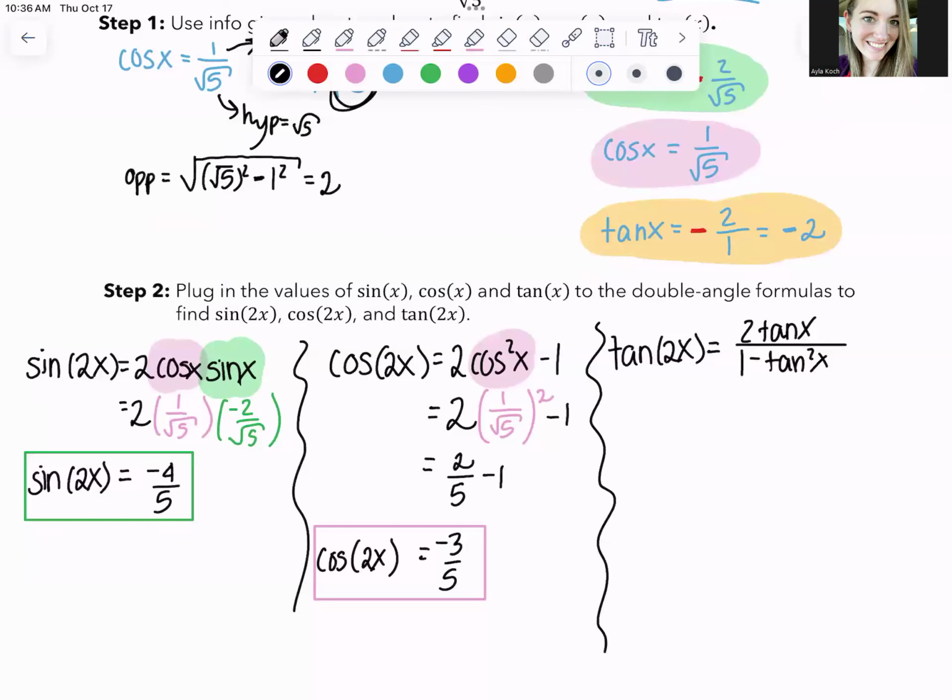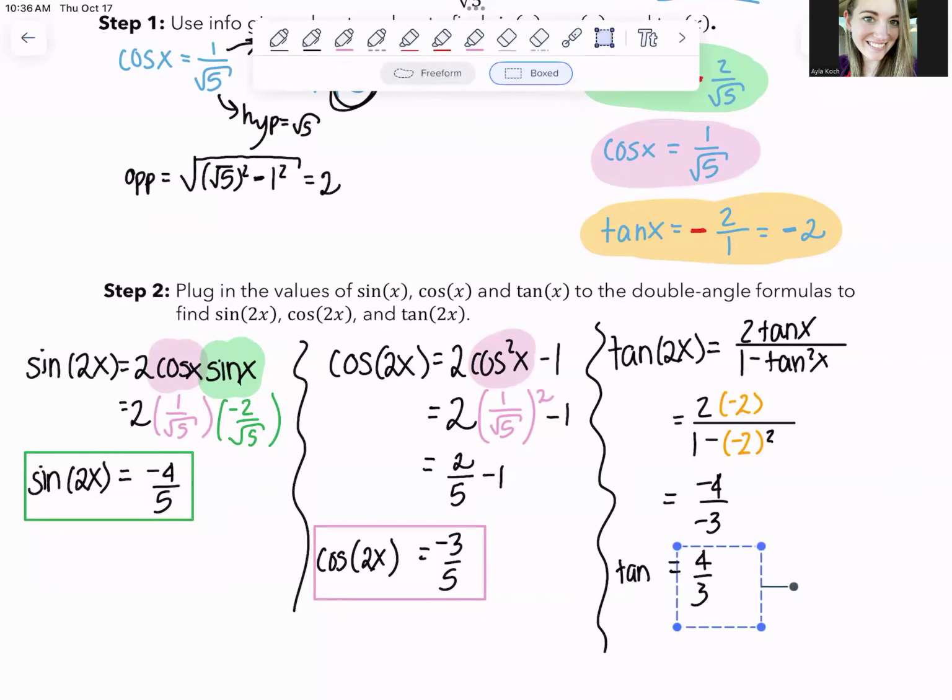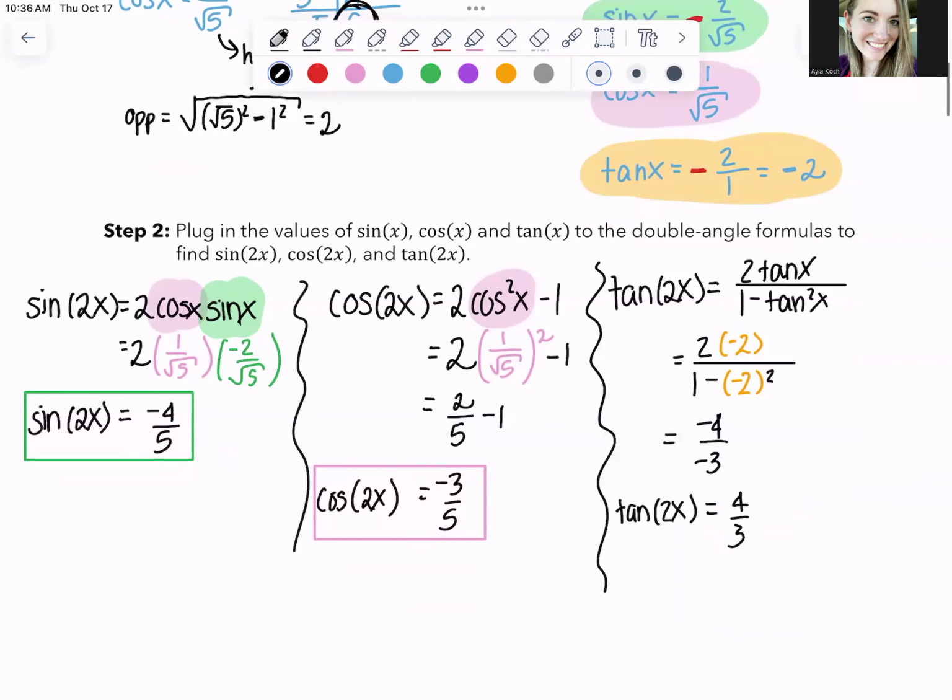So I'm going to plug in the tangent values from right here. We have 2 times negative 2 divided by 1 minus negative 2 squared. So that's negative 4 over negative 3, which is just positive 4 over 3. Tangent of 2x is equal to 4/3.